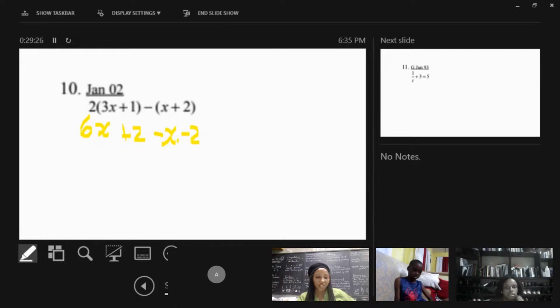All right, this is just to expand. It's not an x equation. Yes, miss. Expand and simplify. All right. So we're going to group the like terms. So 6x minus x plus 2 minus 2. 6x minus x is 5x, and 2 minus 2 is 0. So we don't have to put anything there. So the answer is 5x.